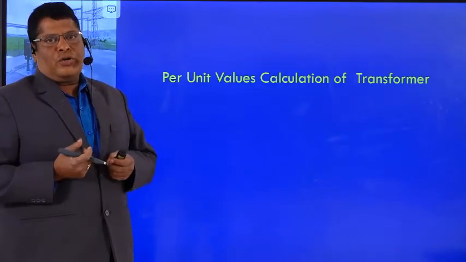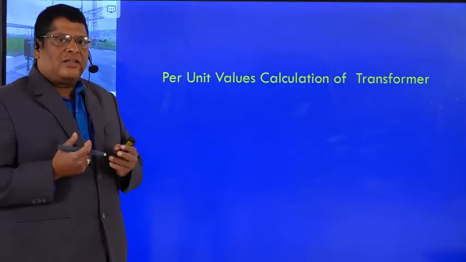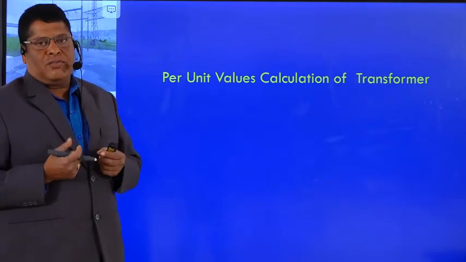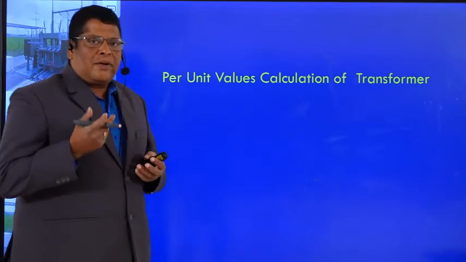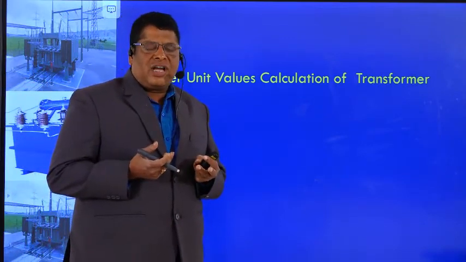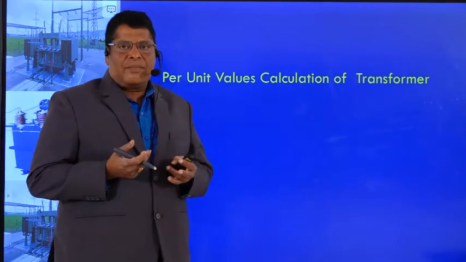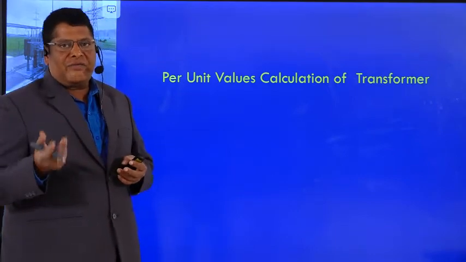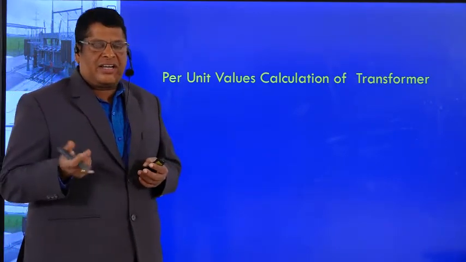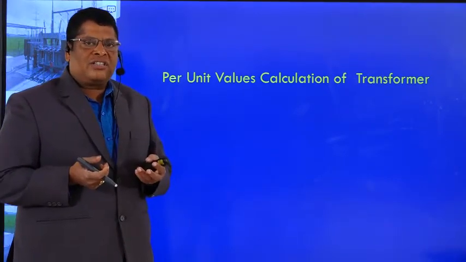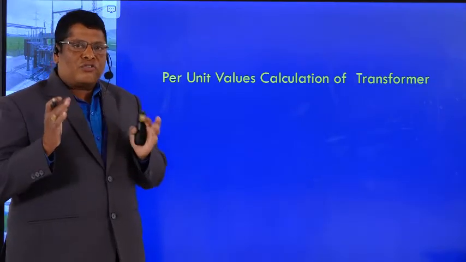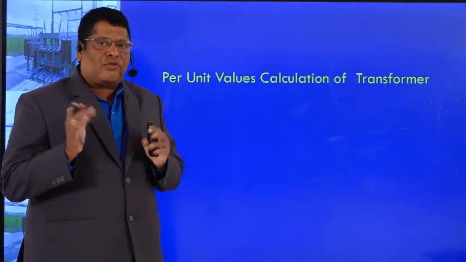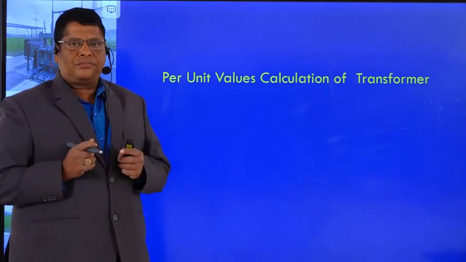In this class, we are going to discuss how we are going to calculate the per unit values of a transformer. Already we know the parameters of a transformer. The transformer has a resistance as well as a reactance in the primary winding and secondary winding, and also the core loss resistance and magnetizing reactance. All these values we have already seen are absolute, actual values.